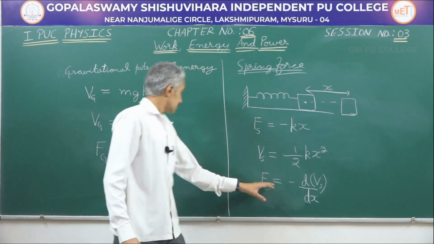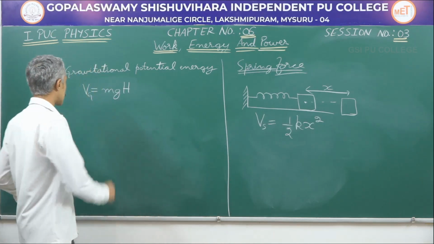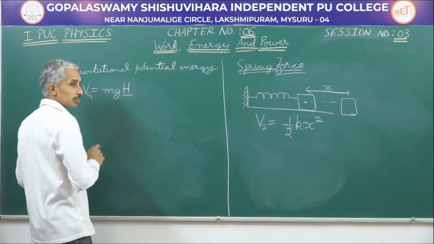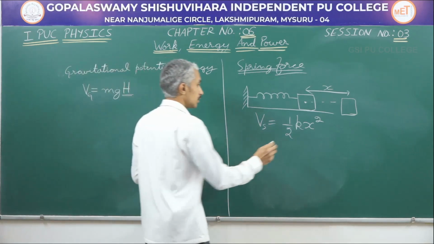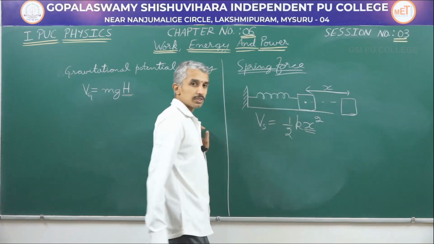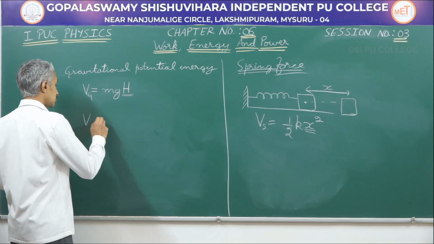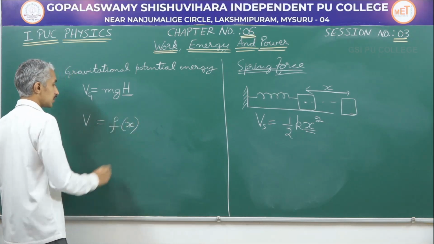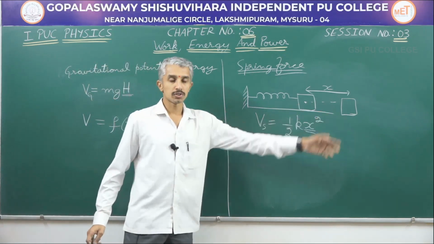From these two examples also, in both the cases, the potential energies are dependent upon the positions of the object. Here it depends upon the height of the object from the surface. Here it depends upon the extension of the object from the rest position. So in both the cases, potential energy is a function of position x. x can be height in this case, and here x represents the amount of extension.